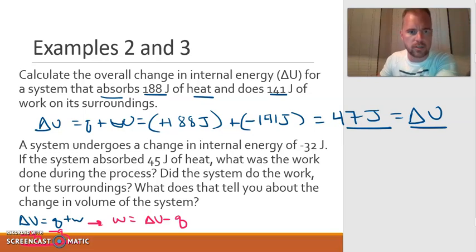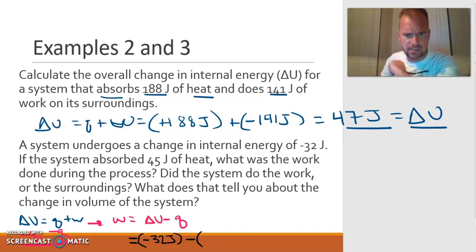All right, let me go back to a normal color so it shows up a little better. So, work is equal to, what was the change in internal energy? What was my delta U? We are told that the change in internal energy was negative 32 joules. And then minus, now be careful, the minus has nothing to do with the sign of heat. We still need to take that into consideration. It's just minus because of the way we rewrote the equation.